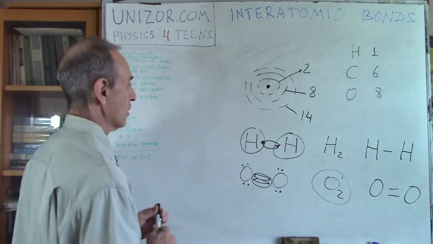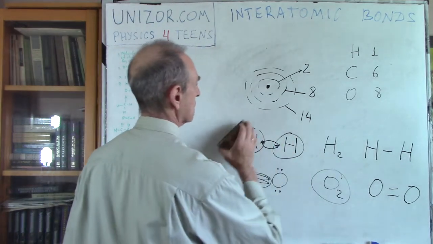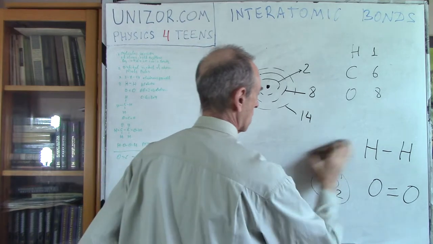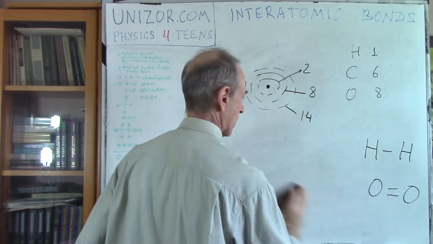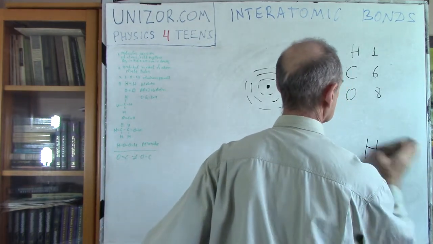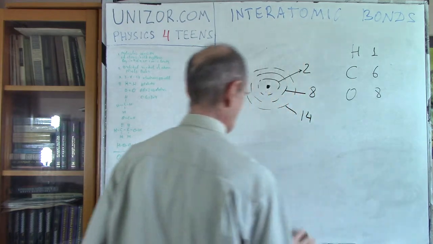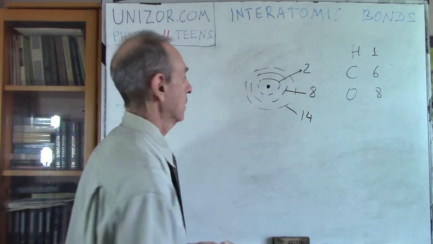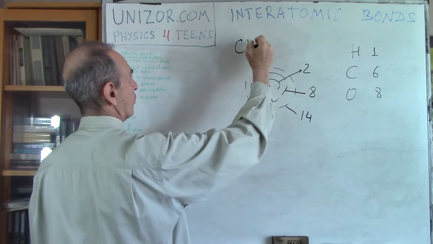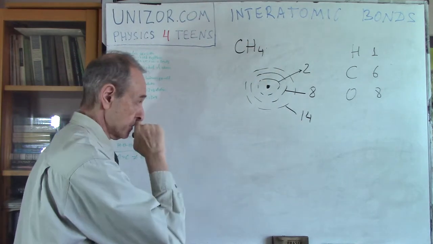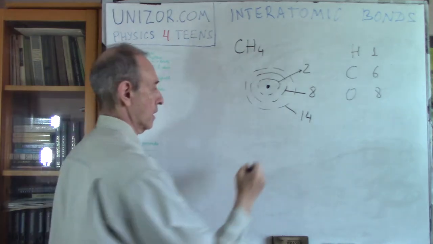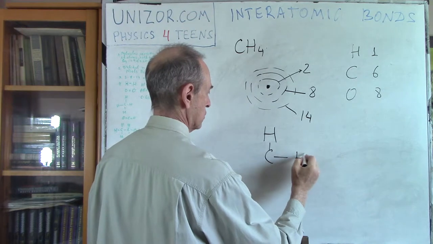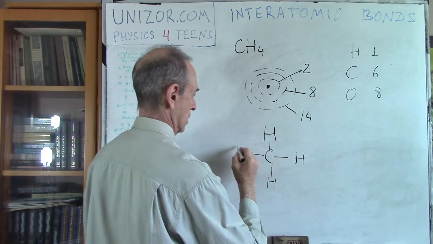So my next configuration is carbon related to hydrogen somehow. So we are talking about a gas called methane. Now it's CH4. Now let me just put the structure. H, C, H, H, H.